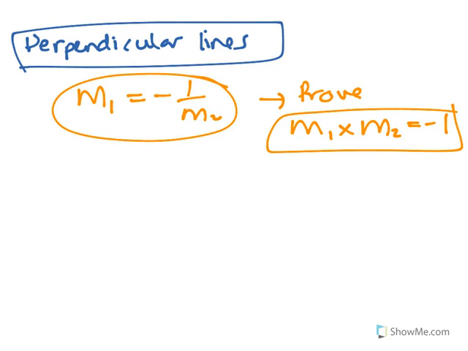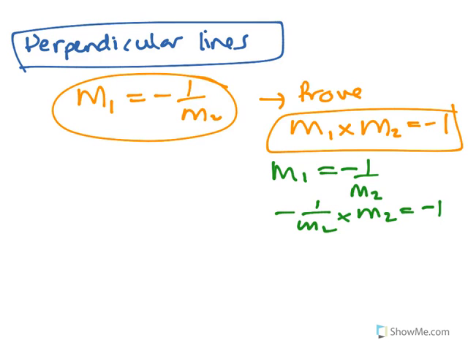If m1 was equal to minus 1 on m2, then minus 1 on m2 times m2 equals minus 1. And if you look at that, see they cancel out, and you do get minus 1. So that's the way that you could prove it.